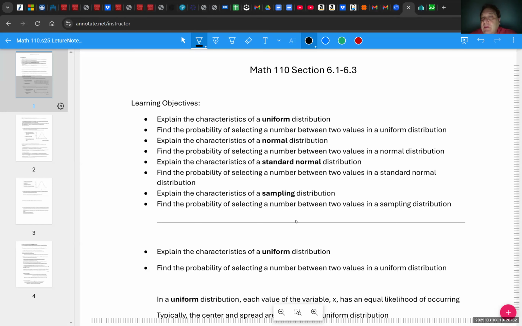Hello there. This video is for section 6.1 through 6.3. The main learning objectives are to look at the characteristics of 4 different types of distributions. Then for each of those types, we're going to try to find the probability of getting a number that is somewhere between 2 values that are given. I'll show you some examples of those and distinguish the 4 different types of distributions.